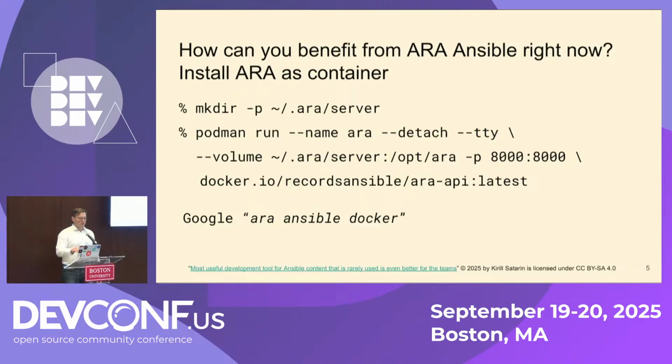So here, the first command just creates a directory to store all the data. It will be a SQLite database, with all your runs. Yeah. The next command will download a Docker container. In this case, Podman will be used as the execution engine. You can use it as Docker, and it just runs on the local machine on port 8000.